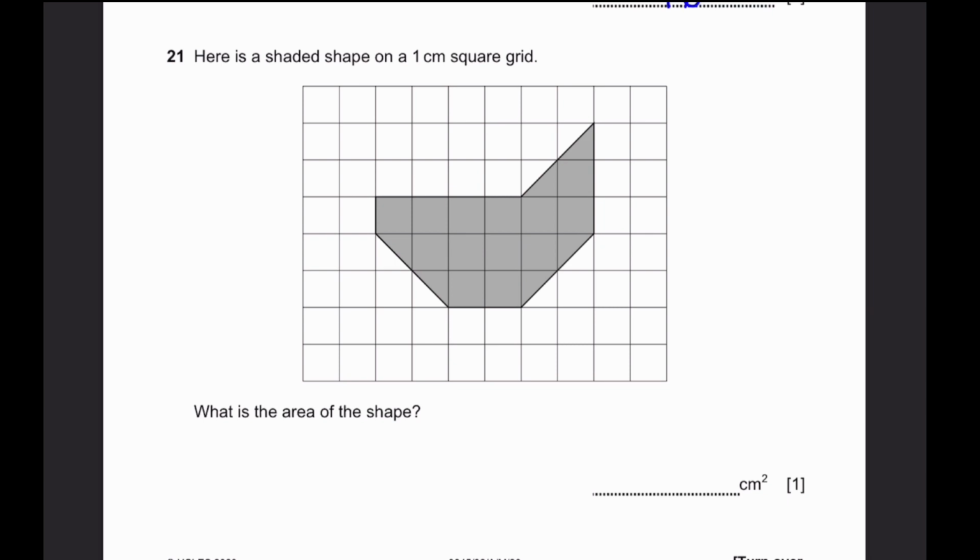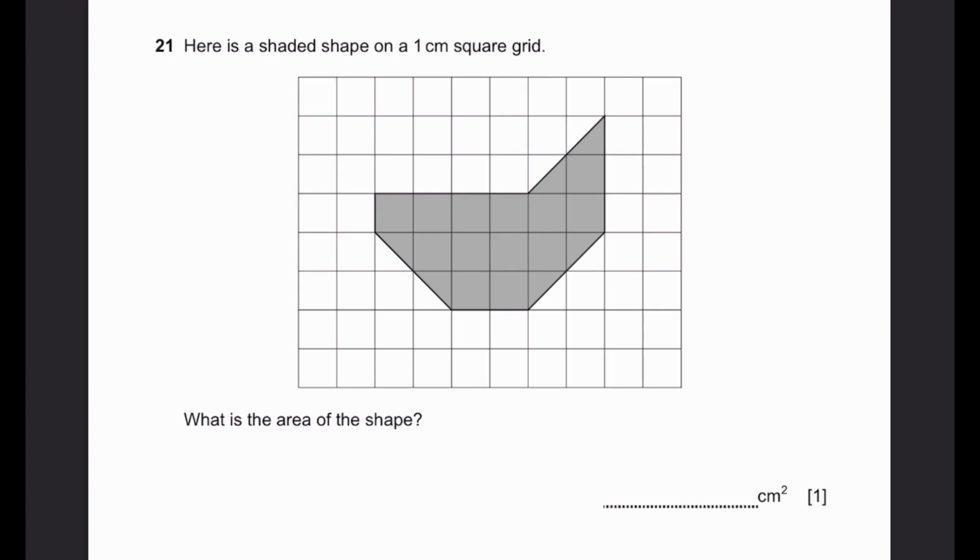Question 21. Here's a shaded shape on a 1 centimeter square grid. What's the area of the shape? So there's actually a quite simple way to do this. So we can see this triangle here, right? We just take this and put it over here. Just shift the same thing, just put it in a different place. The area will not change.